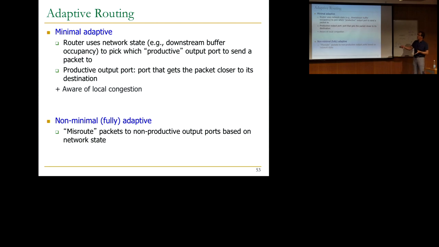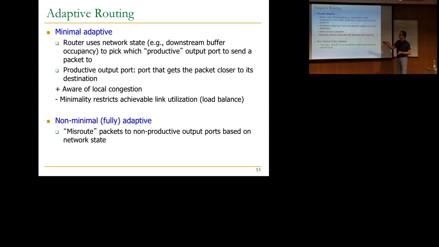So this is aware of local congestion in this case, and minimality restricts achievable link utilization, right? Basically, you're minimal. As a result, you're not utilizing a lot of the links. You're not saying, OK, I'm going from here to here, I'm going to go back. That is non-minimal. It's also called misrouting.